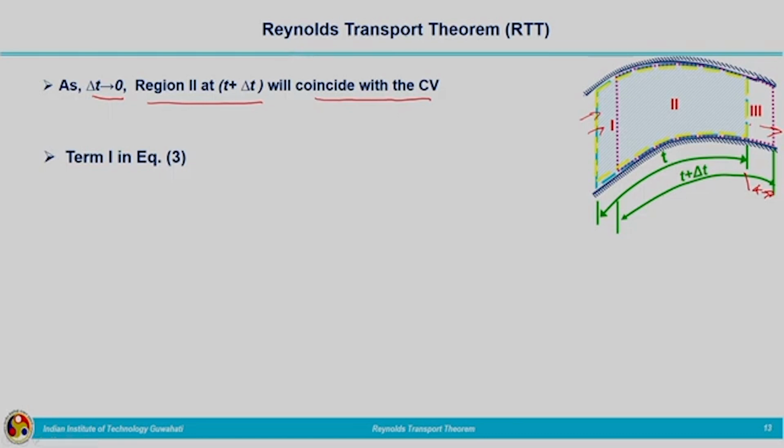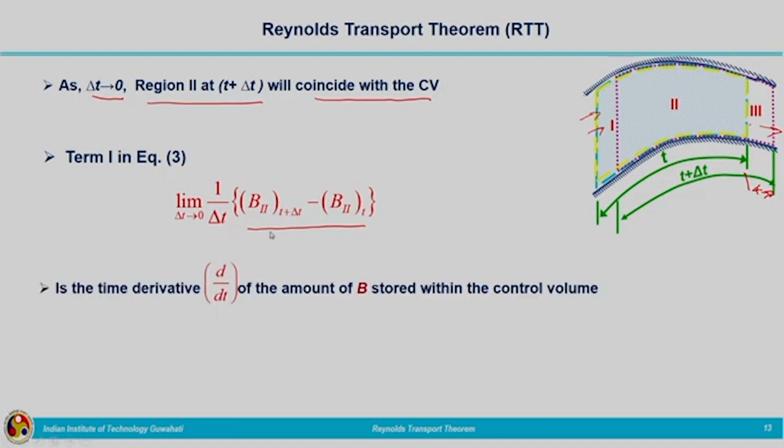So the term 1 in equation 3, I am repeating here again, is given by this expression: limit delta t tends to 0, 1 by delta t, B2 at t plus delta t minus B2 at t. Both the terms are representing the extensive property within the control volume at time t plus delta t and t. As delta t tends to 0, you look at the expression, this is nothing but the time rate of extensive property within the control volume. So that can be written as d by dt of B within the control volume.